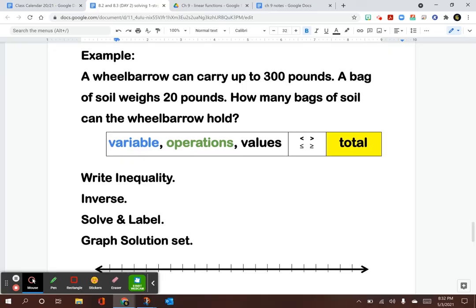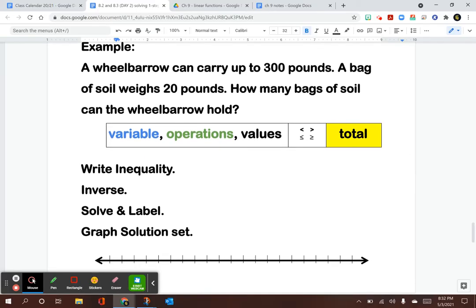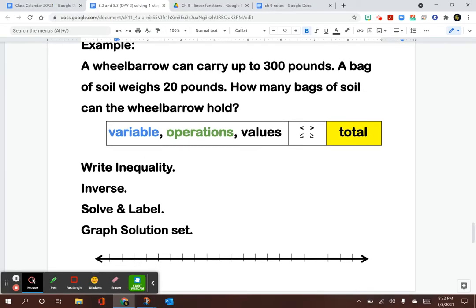Now it's time for some story problems. Here's what we know. A wheelbarrow can carry up to 300 pounds. Does that mean we have to put 300 pounds in it for it to work? No, it just means we shouldn't go over 300 pounds, or we might break the axle on the wheelbarrow.